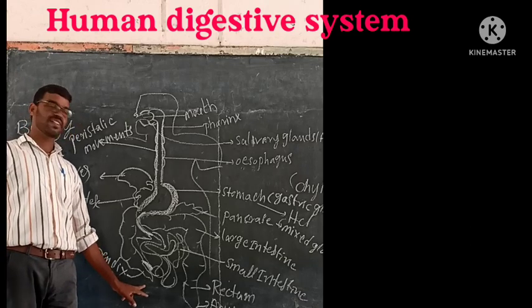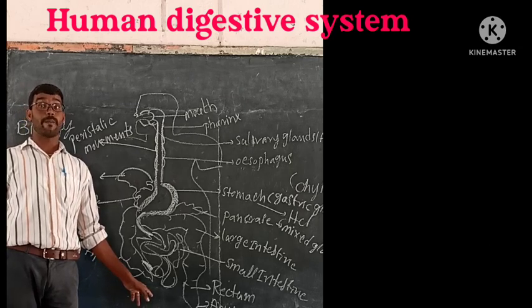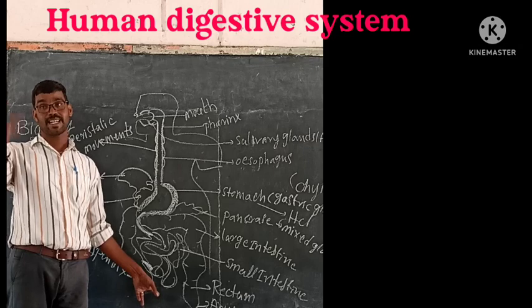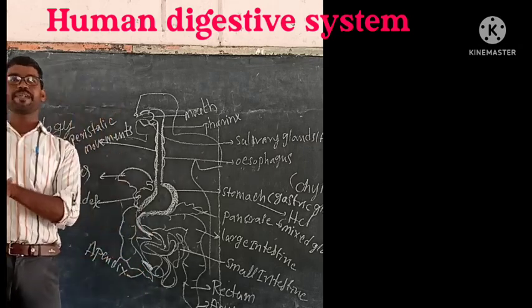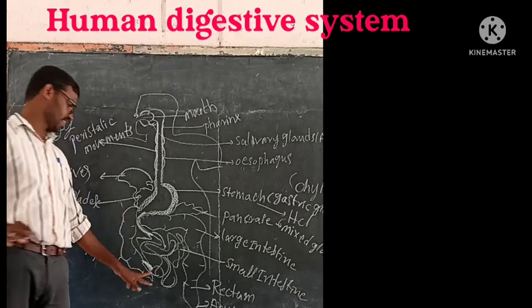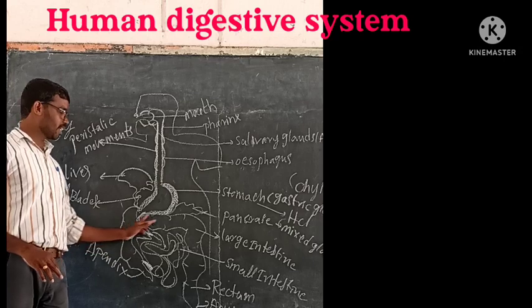Okay? Sometimes we get stomach pain, and the doctor says we need to perform an appendix operation. In that operation, they will cut this appendix part and throw it out. Why? Because there is no use of the appendix in our body. Okay? And after that, undigested food moves in the large intestine.